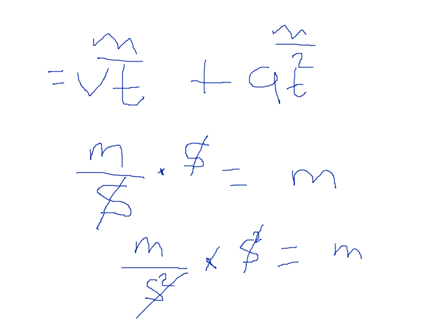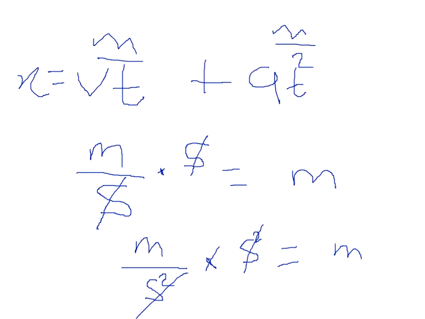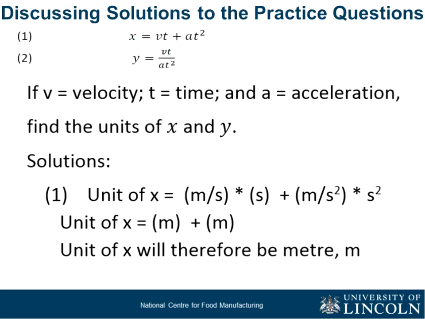So which implies that our unit of x will be what? m. So our unit of x will be m. And looking at the second question, we want to find the unit of y, vt over at squared. So vt is measured in m, and at squared is measured in m.